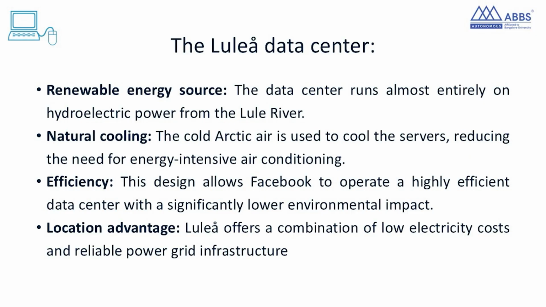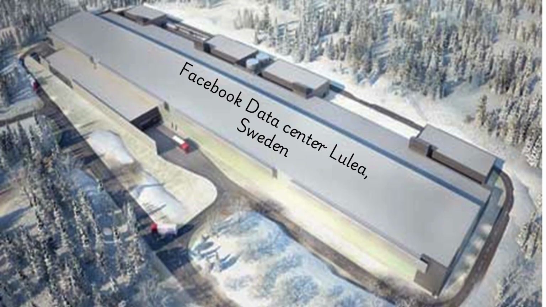Facebook's renewable power data center in Sweden is located at the edge of the Arctic Circle in Luleå, Sweden, and it is powered by locally generated hydroelectric energy, which uses natural free cooling from the outside air rather than energy intensive air conditioning units. The very basic design allows Facebook to operate a highly efficient data center with a significantly lower environmental impact. One of the major reasons for this is the location advantage.